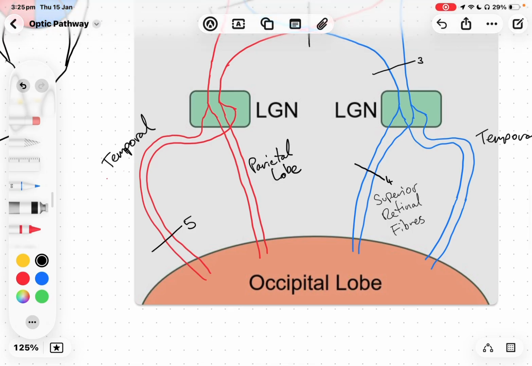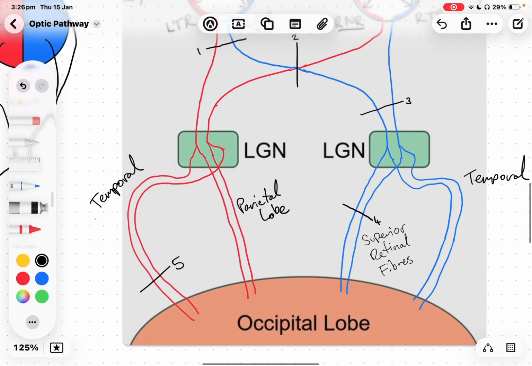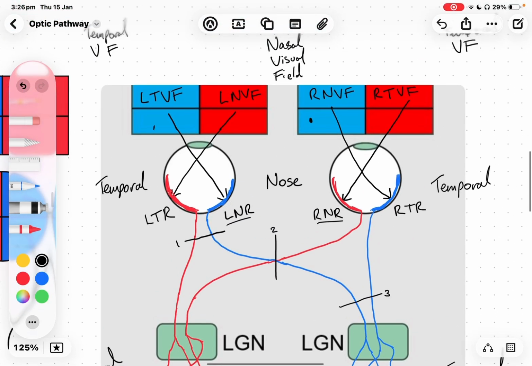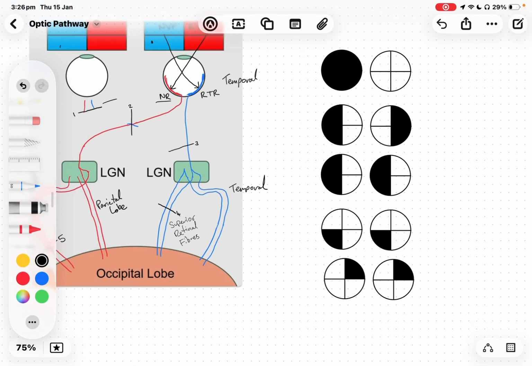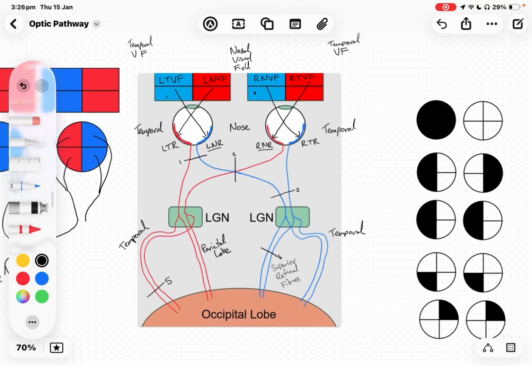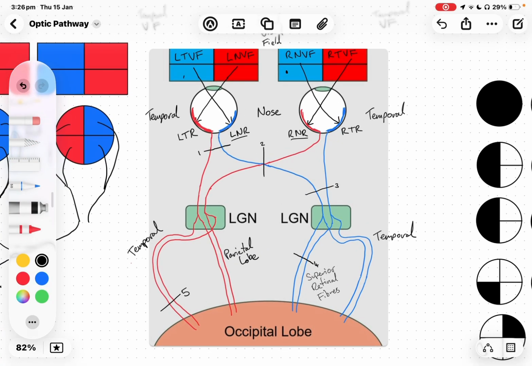Which means we come over to number 5. Now these ones are the inferior fibers, which means we're going to be losing the superior visual field of the red. So the red is the right side of each eye, but it's the inferior fibers, which means we're losing the superior portions up here. And that is the visual pathway in as much detail as you will need it.